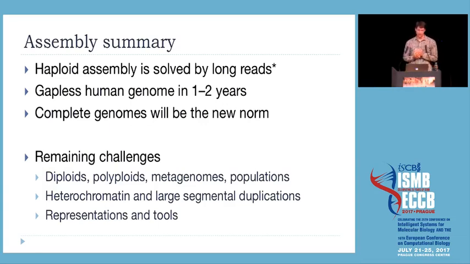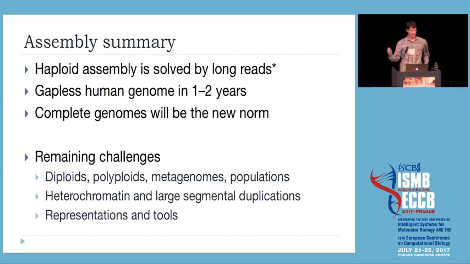So to wrap up the assembly bit of this talk, I think haploid assembly, where you've got a single haplotype in your sample, is essentially a solved problem by long reads, because you just need to collect reads that are longer than the repeats that are in your genome, and it's easy to assemble. The greedy algorithm, if all of your reads are longer than the repeats, the greedy algorithm is optimal.